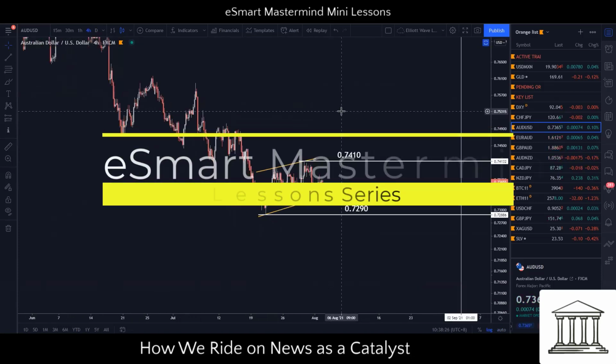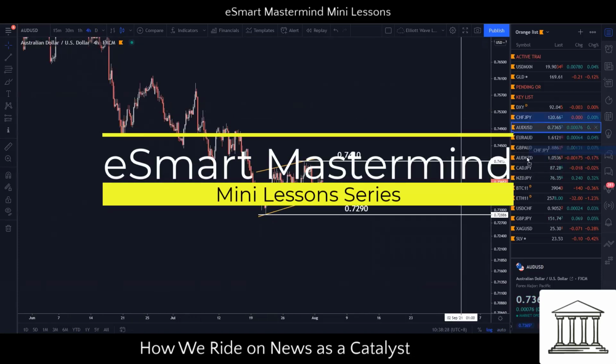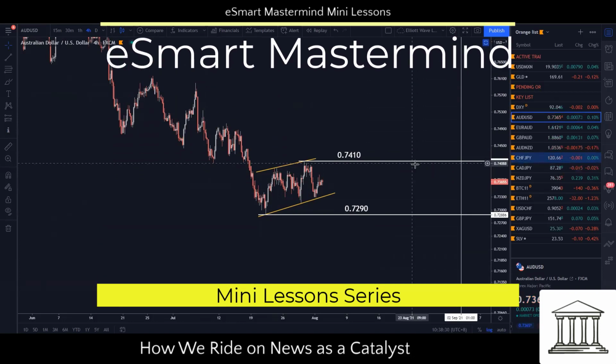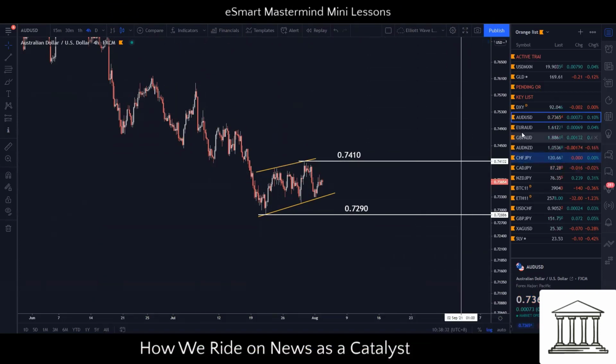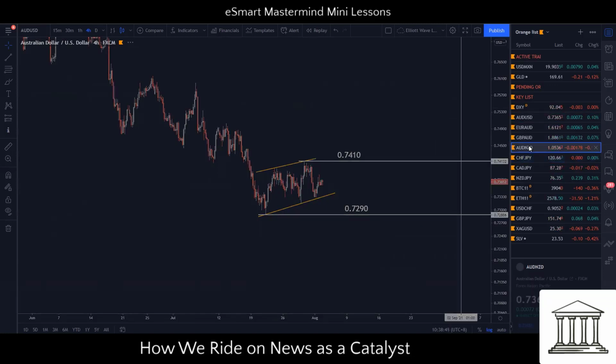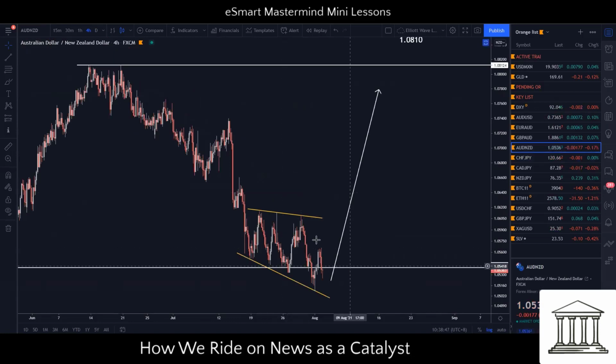So let me just walk you through some of the Aussie currencies here, and then we'll talk about the others. Okay, so I've highlighted a couple of Aussie pairs that are worth looking at for the RBA statement later. So we have Aussie dollar, Euro Aussie, and Pound Aussie. Aussie Kiwi is not so much, not that clear.